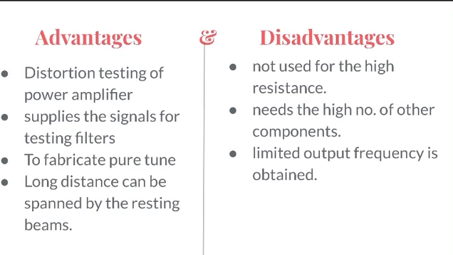So these are the advantages, and coming to the disadvantages, this Wien bridge oscillator is not used for high resistance. The circuit needs a high number of other components. Also, a limited output frequency is obtained because of the amplitude and phase shift characteristics of the amplifier.